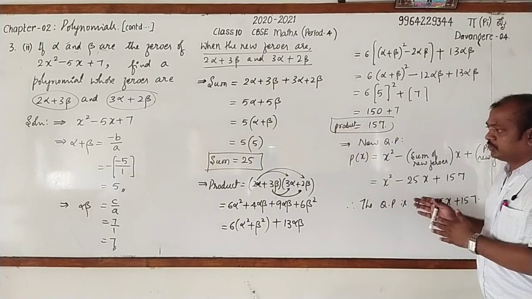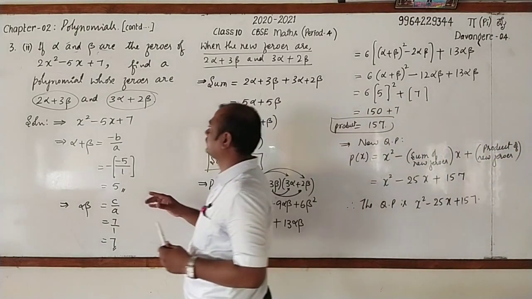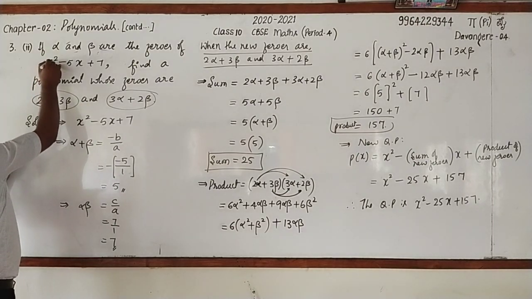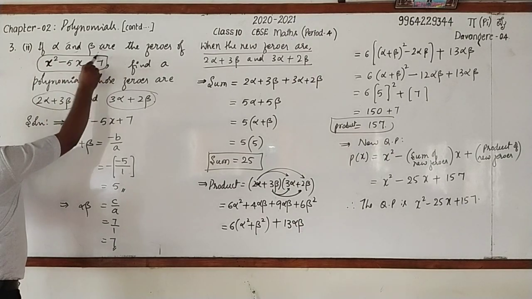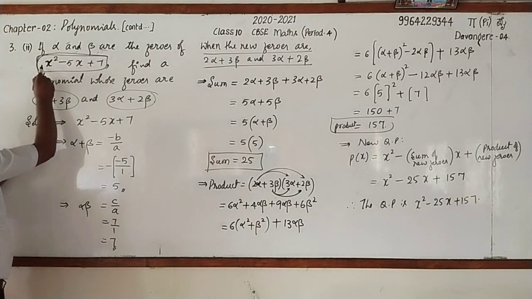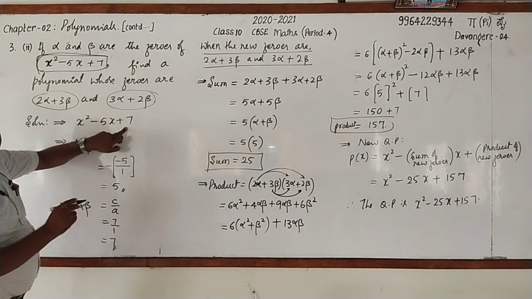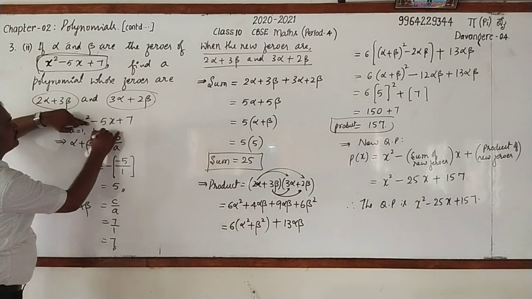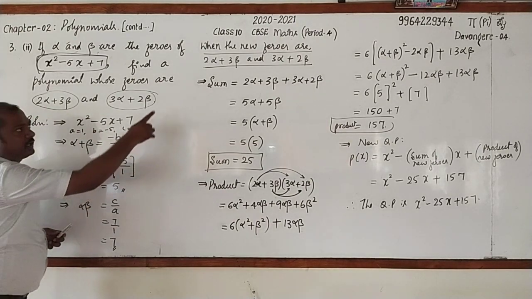Dear students, hope that you have written up to here. Observe. Here the actual polynomial is x square minus 5x plus 7. You make it correct. Here you had written 2, remove that: x square minus 5x plus 7. Same thing has been written here. Here a is 1, b is minus 5 and c is 7, and it has been written according to that.